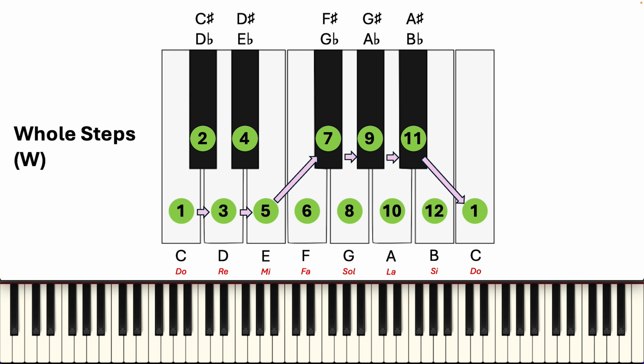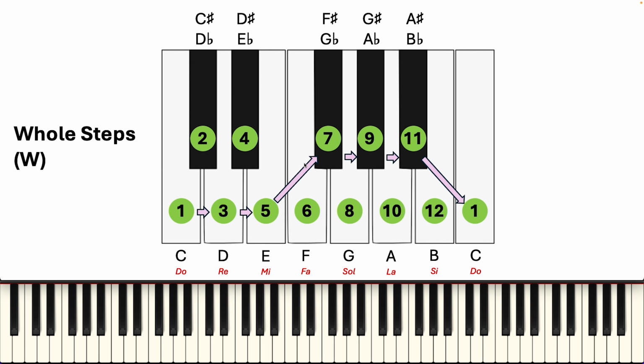Now we move to the whole step. One whole step is equal to two half steps. So between C and D is what we call a whole step. It's one half step, two half steps away, so two semitones away. So between C and D, between D and E is one whole step.